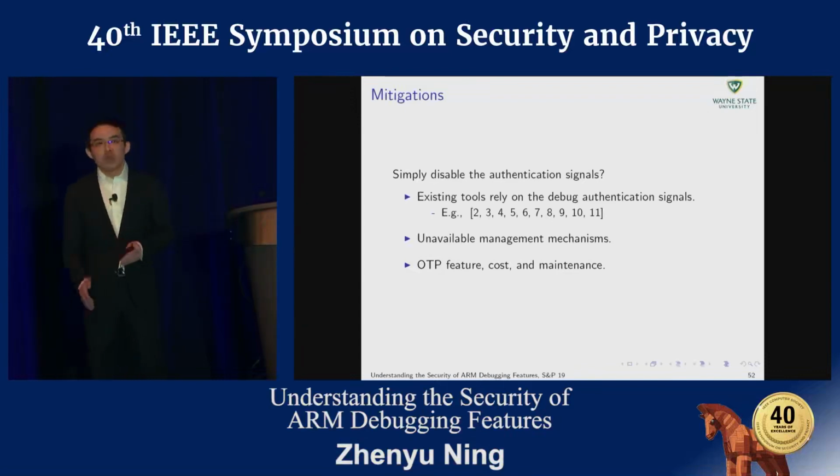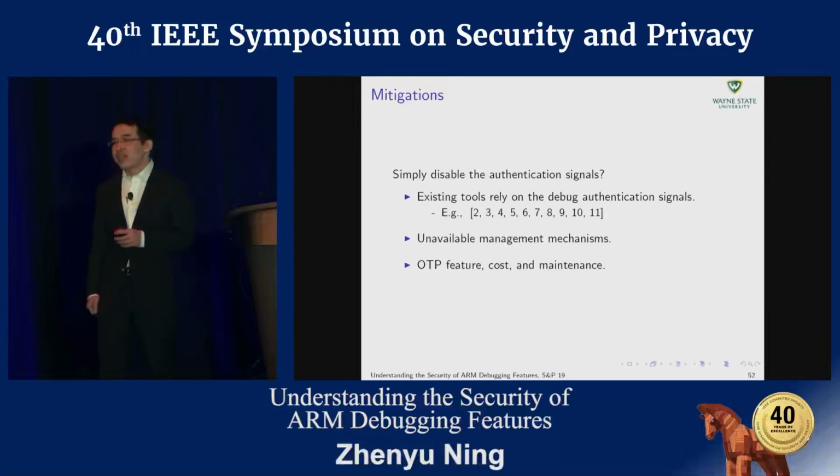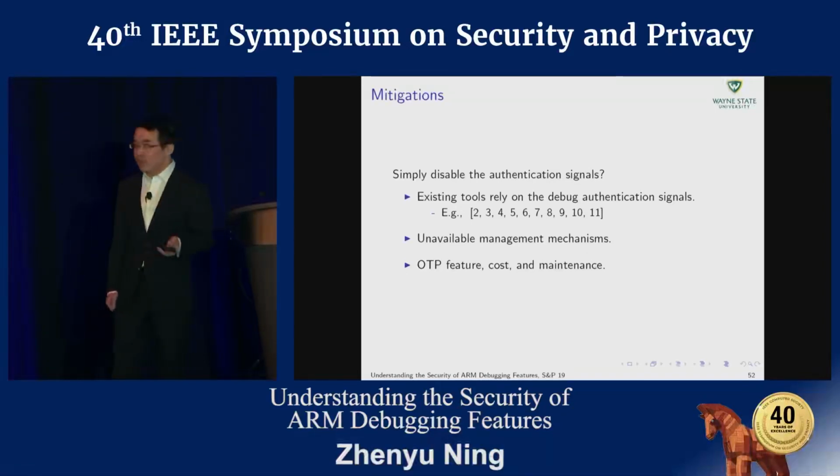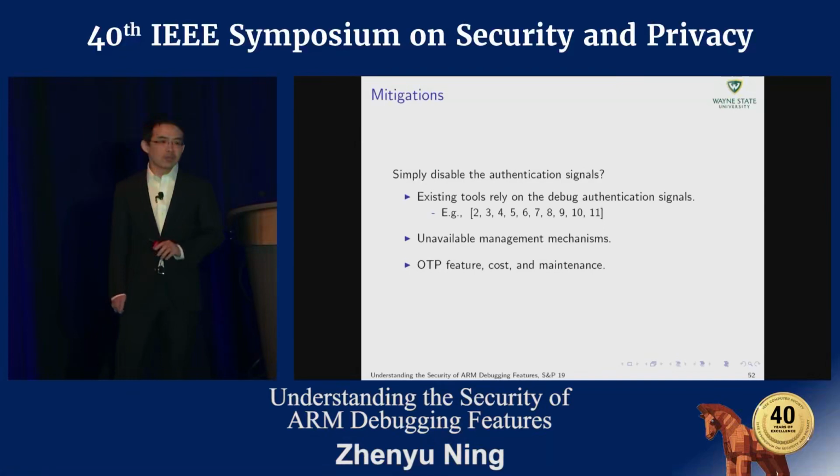For example, we may have a lot of program analysis tools. They try to use the JTAG interface to monitor the status of the processor. They try to monitor the memory of the system. They try to monitor the execution of the SoC. And if you disable the debug authentication signals, then this system will not work.